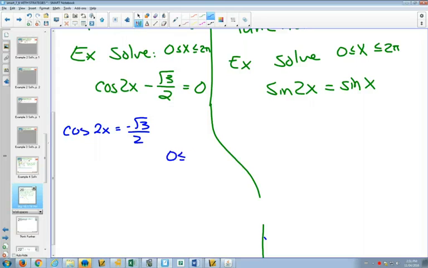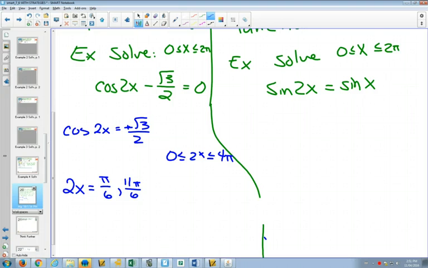Since x is between 0 and 2 pi, 2x will be between 0 and 4 pi. Oh, this will be positive, right? Moving it over to the other side. Is root 3 over 2 on our pi plate? Yes. What family? Pi over 6 family, and it's going to be positive, so it's quadrant 1 and quadrant 4.